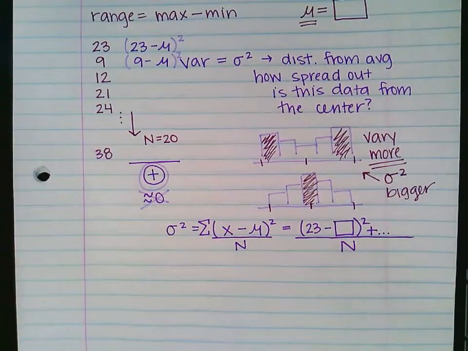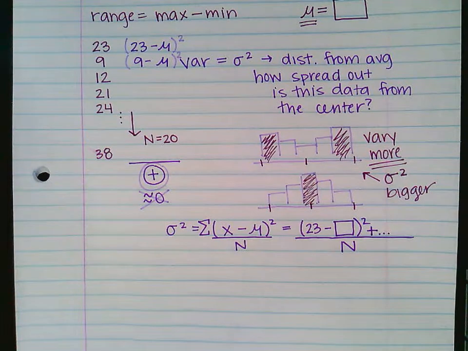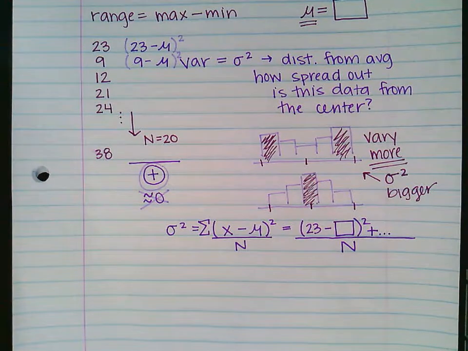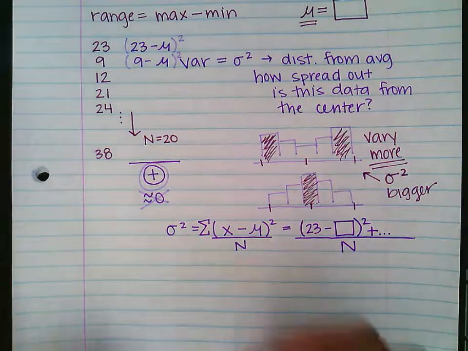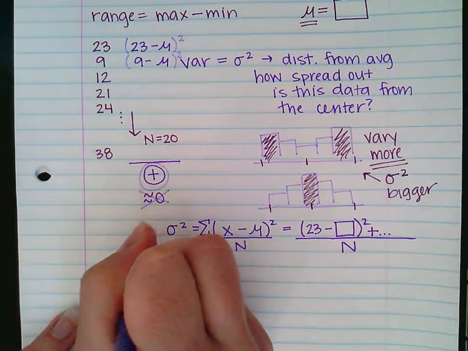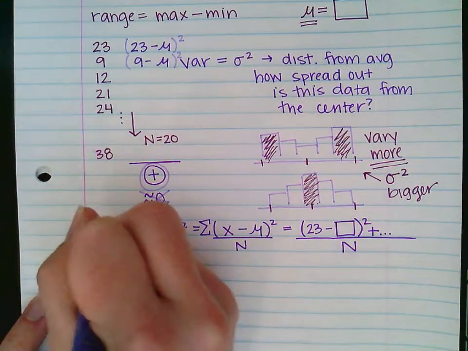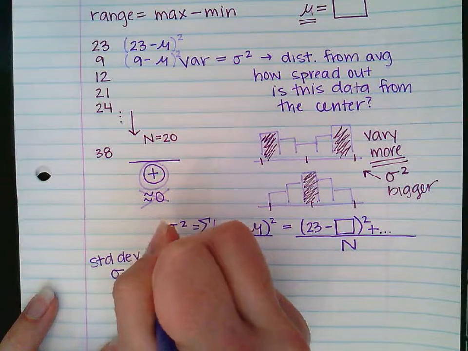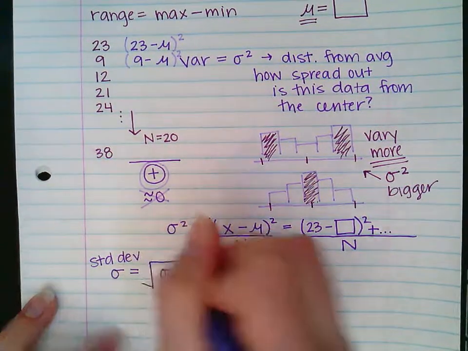Now, if you're using Excel or a calculator, you can have it do this for you. But it is important to understand where these equations are coming from to understand what they're even measuring. And then your standard deviation is just the square root of the variance.